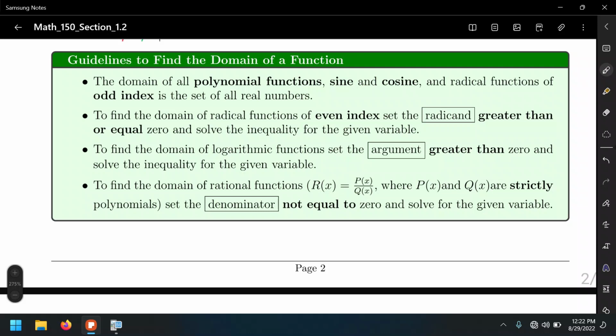You don't have to do any work. But now, when we have radicals of even index, what we do in this case is set the radicand greater than or equal to 0. That's how we exclude those negative numbers, right? And then solve the inequality for the given variables. Okay?